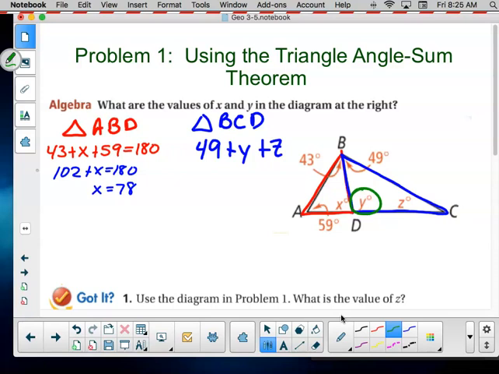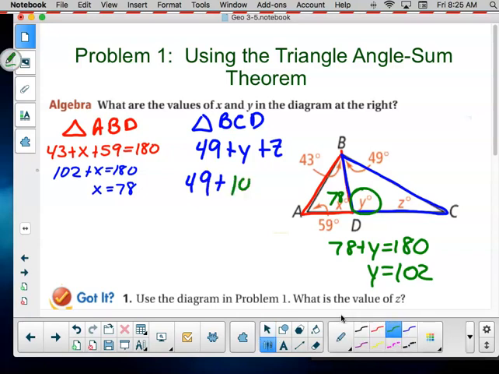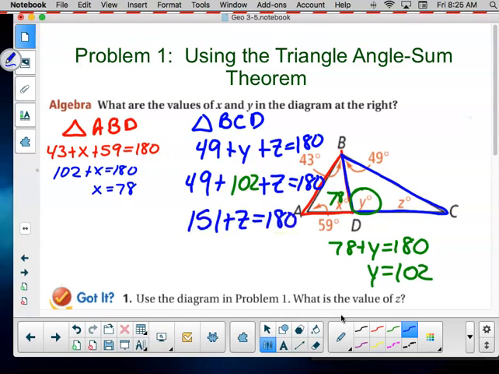Well, I know that x is 78, and I know 78 plus y is equal to 180 in that relationship. So I know y is 102 degrees. So with that said, I've got 49 plus my 102, from using that x and y are supplementary angles and a linear pair. Then I can say plus z equals 180. So now I've got 151 plus z is equal to 180, and I know that z is 29 degrees.